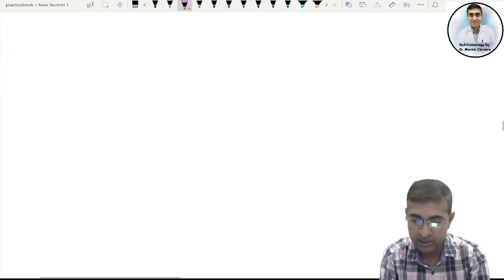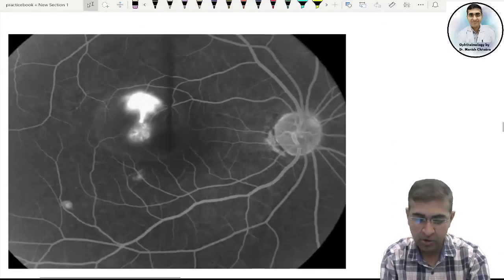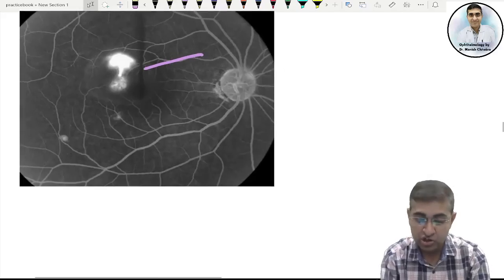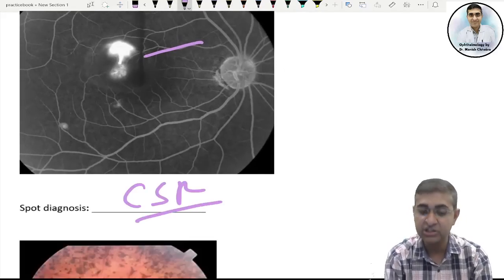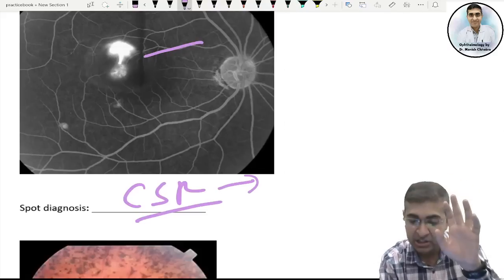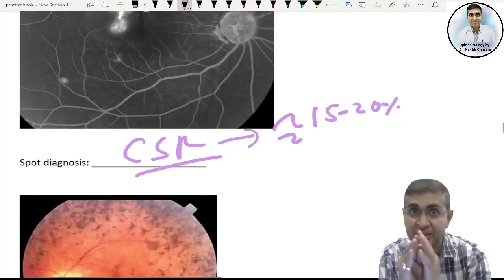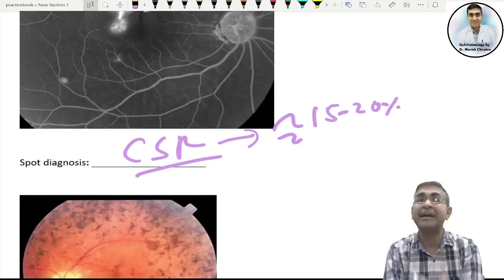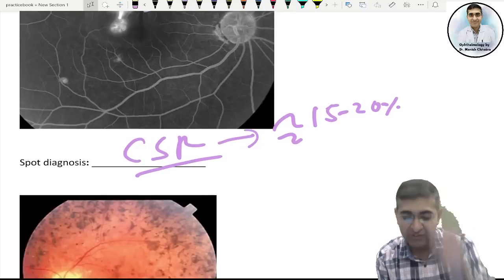Moving ahead, quickly. What is this? This is your typical smokestack pattern. Smokestack pattern is seen in central serous retinopathy, and mind you, it is specific to CSR, but it is seen only in approximately 15 to 20% of the patients. There is another pattern, the ink blot pattern, which is not specific to CSR, but that is seen in 80 to 85% of the patients.